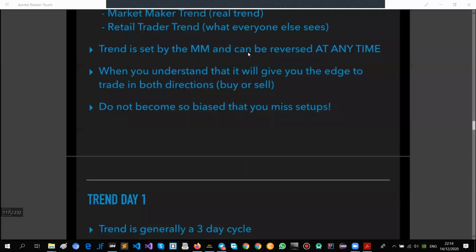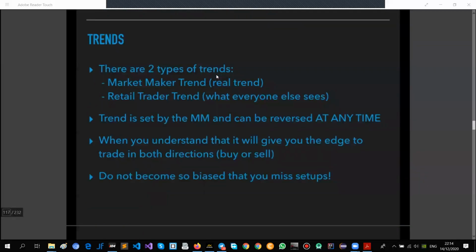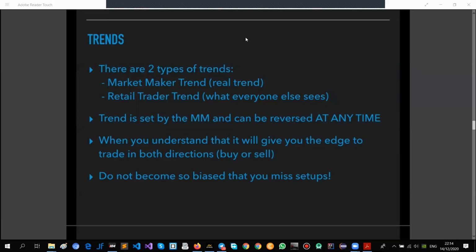But sometimes it can become so confusing that it is a disadvantage, to the extent that one can miss setups because it will be confusing. I hope you get what I mean.